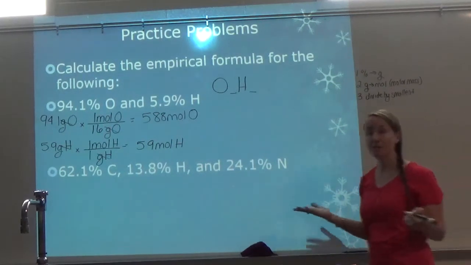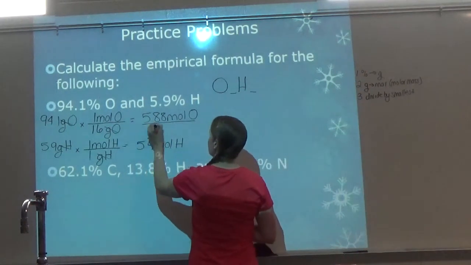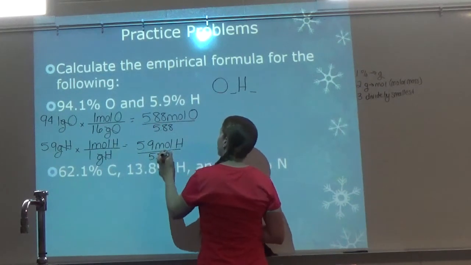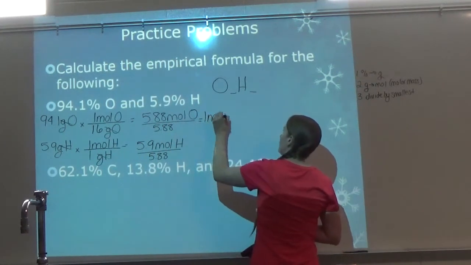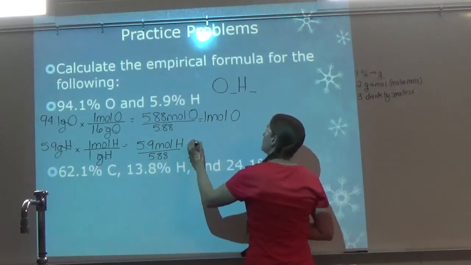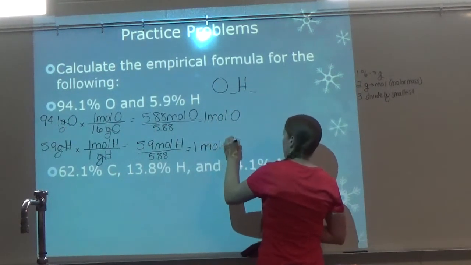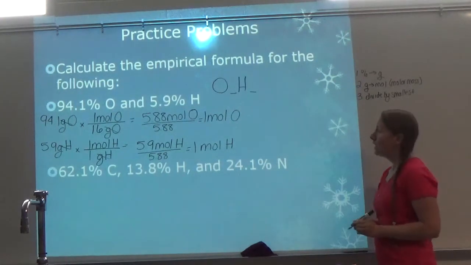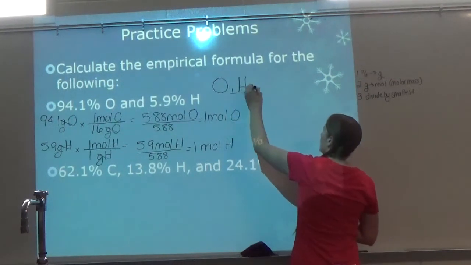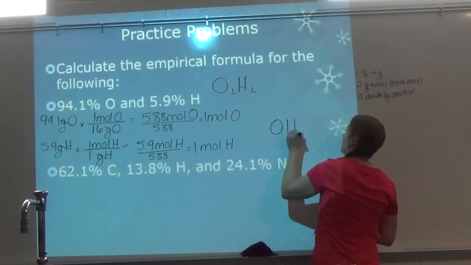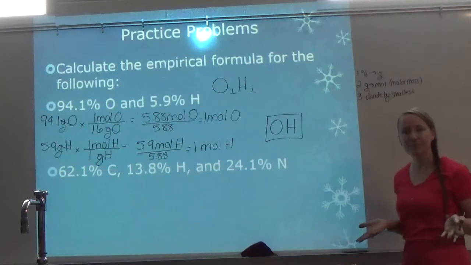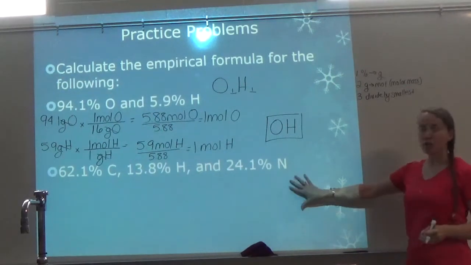Step 3 is divide by the smallest. So obviously these numbers are practically the same, but I will say that my smallest is 5.88. So this is going to give me 1, and this is practically going to give me 1. Remember, I told you a small amount of rounding here is okay. All right, so that means both subscripts are 1, so that means my empirical formula is OH. And that's it. All right, so you try this bottom one.